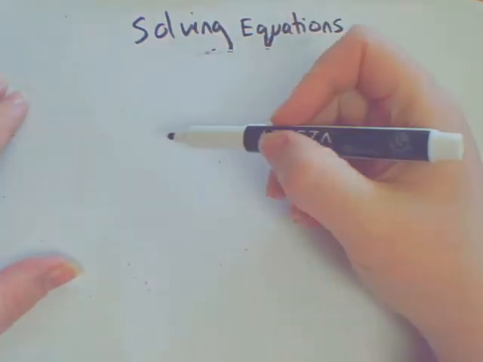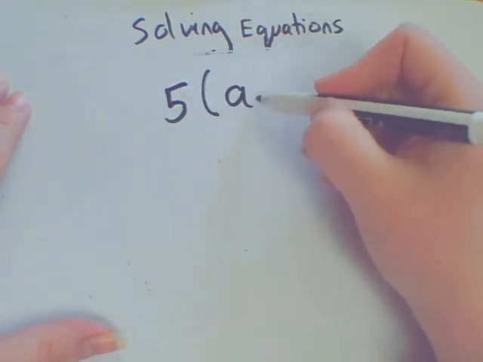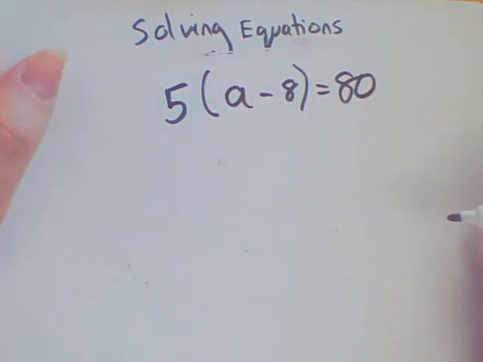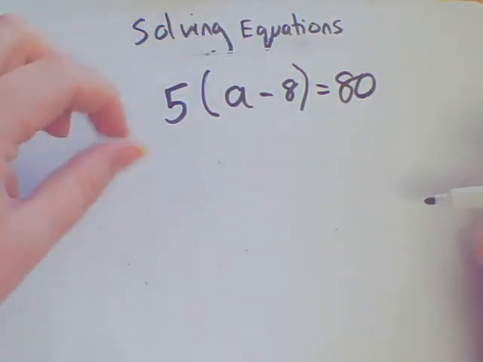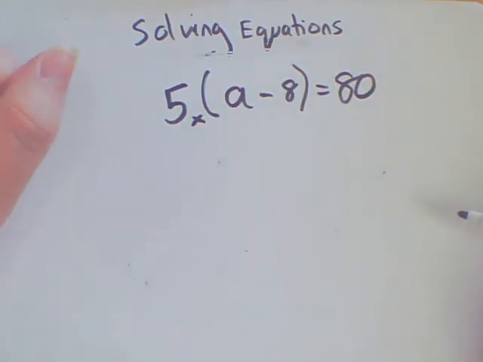Let's have a go at another one then. So this time we've got 5 lots of a subtract 8 equals 80. Now this one looks slightly different. There's no times sign. What you need to remember is there's an invisible little times sign in there. Now you've got two options with this question. One, you could expand the brackets, or you could solve it like we did previously. I'm going to show you both ways, and then you can choose which one you want to follow.